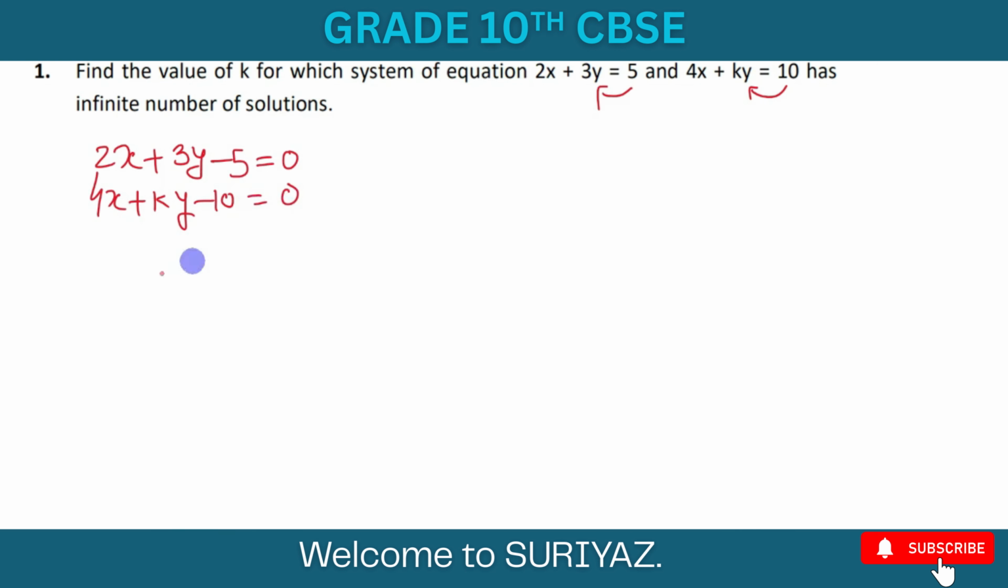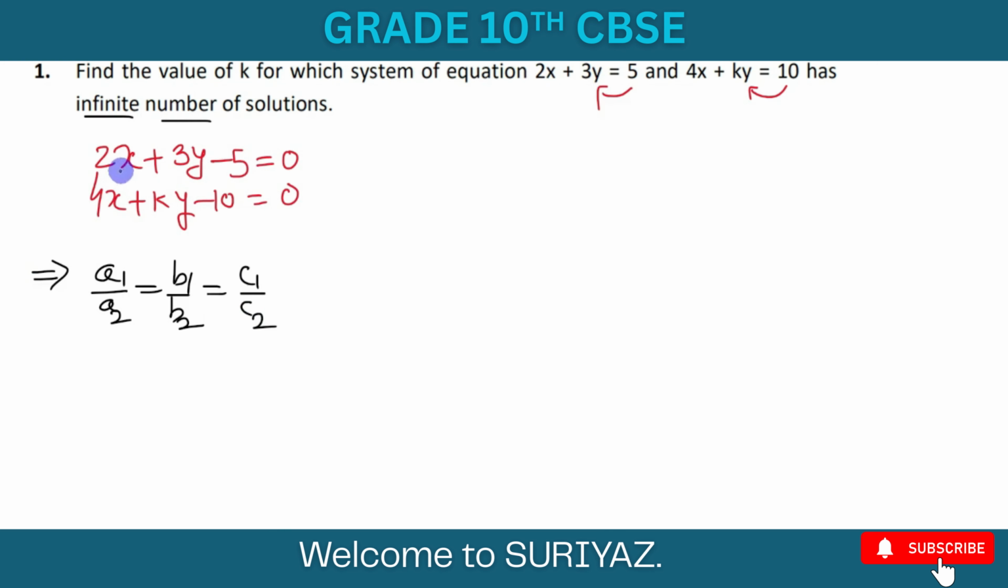Now we need to compare with the standard form, because they're asking what is the value of k if this system of equations has infinite number of solutions. So what is the condition for infinite number of solutions? a1 upon a2 is equal to b1 upon b2 is equal to c1 upon c2.